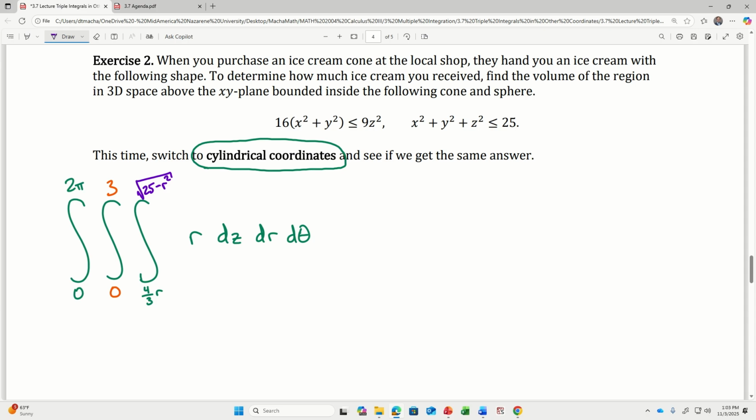Does everybody follow so far? Do you need me to scroll up and look at the picture? Yeah, you're good? Okay. So then we're ready to integrate. We just have to do this one step at a time.